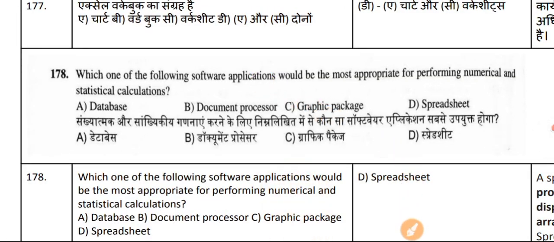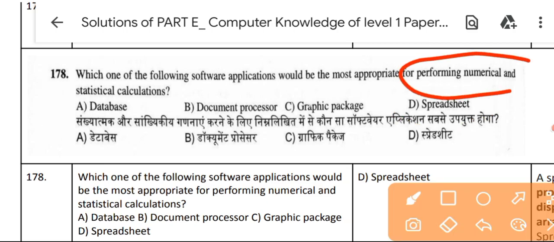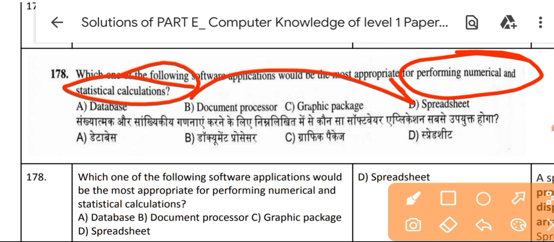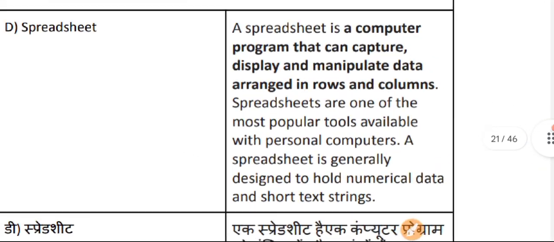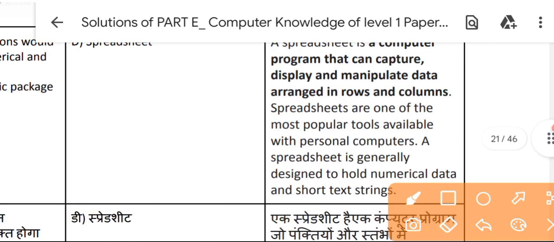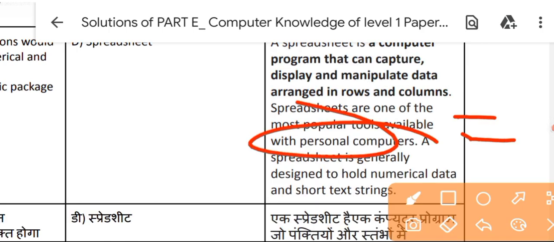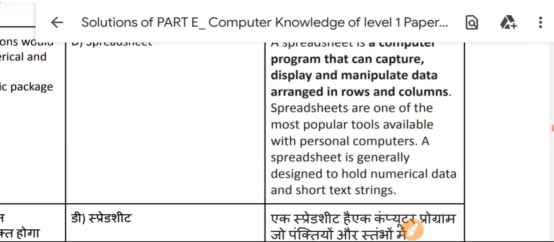Which of the following software applications would be most appropriate for performing numerical and statistical calculations? The answer is the spreadsheet, also called MS Excel. A spreadsheet is a computer program that can capture, display and manipulate data arranged in rows and columns. It is one of the most popular tools available with the personal computer, and is generally designed to hold numerical data and short text strings.